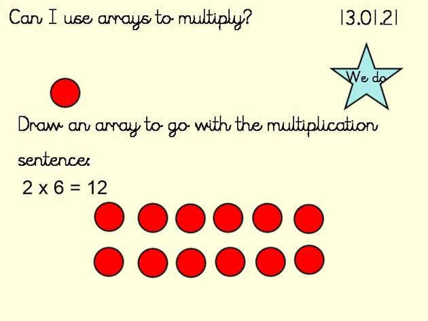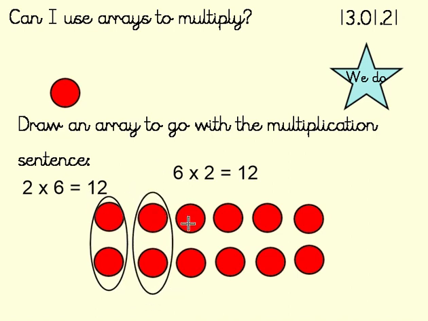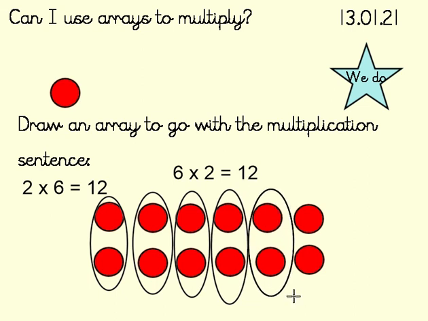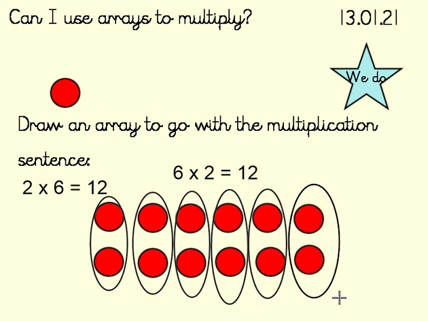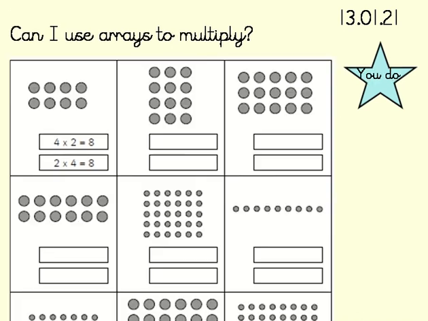If we wanted to do it another way, and we could swap it round then, we could have 6 times 2 equals 12. And I'll show you that on my array now, because I could look at it this way. So now I've got 6 lots of 2. Okay? Right, it's over to you now to have a go at writing the multiplication sentences that go with each array. There's a worksheet on Dojo for you to complete.